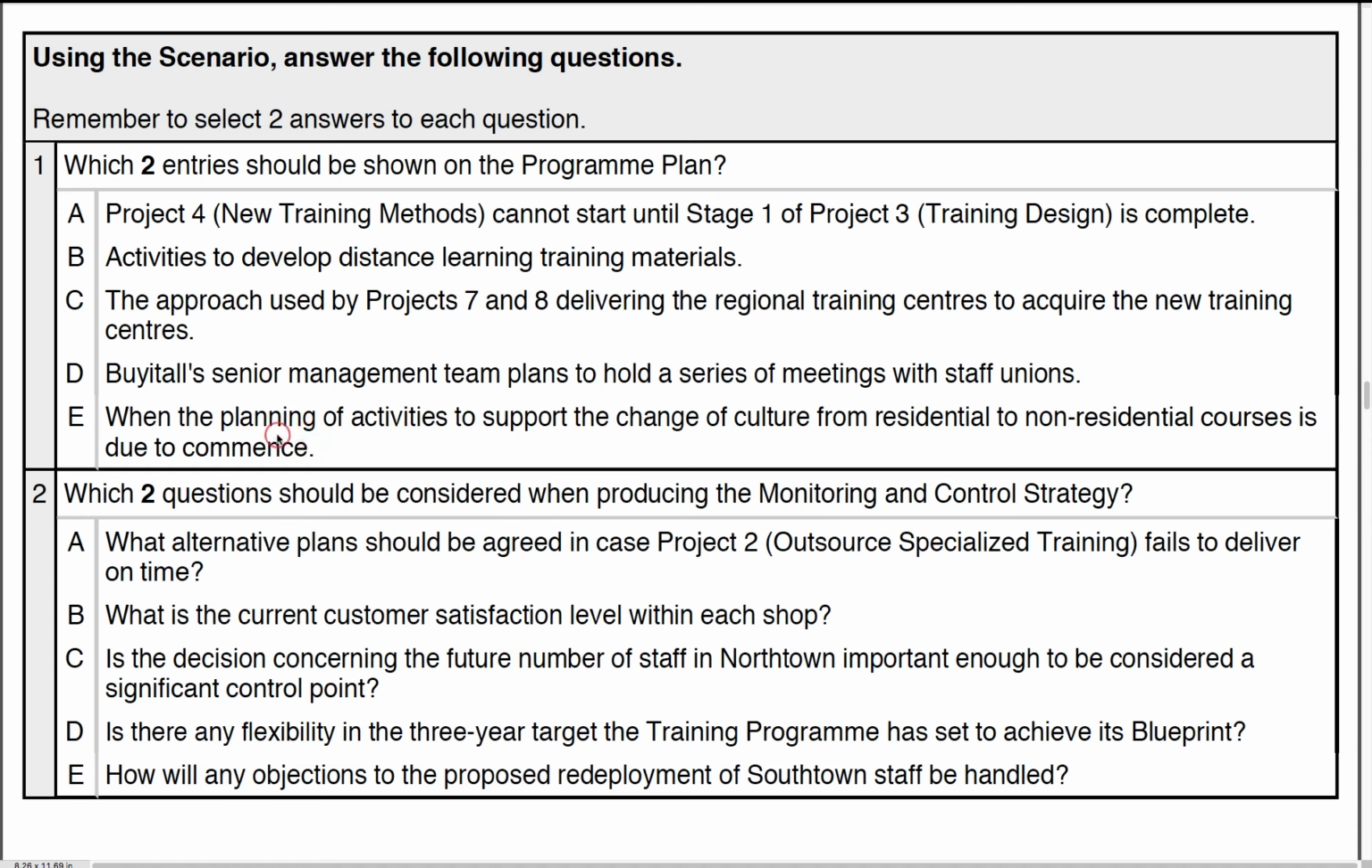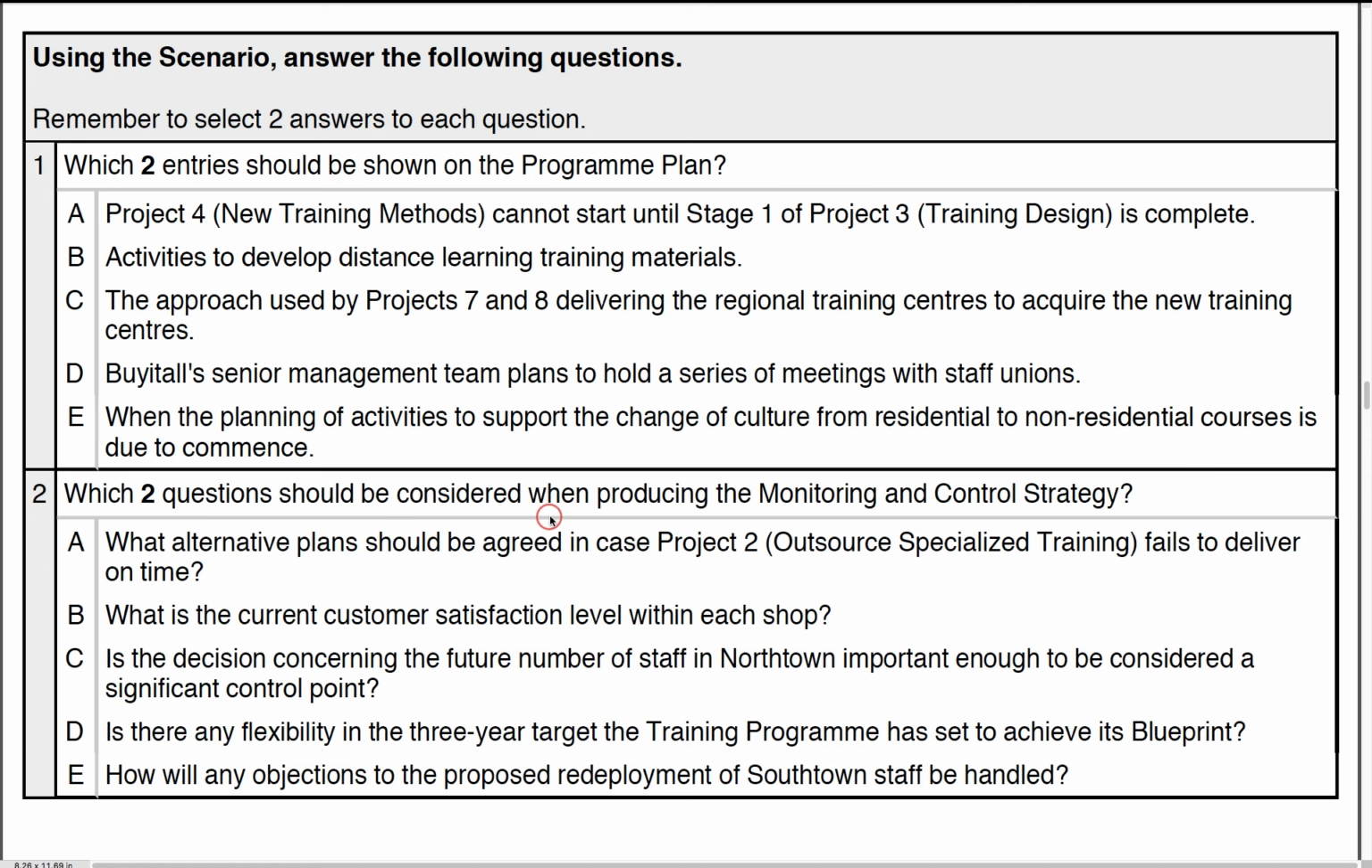So finally, 1 letter left. When planning activities to support the change from residential to non-residential is due to commence. Well, of course, planning activities and changing states, that's exactly what should be in the plan itself. So that's a good answer as well. So A and E are the 2 answers you will have here.